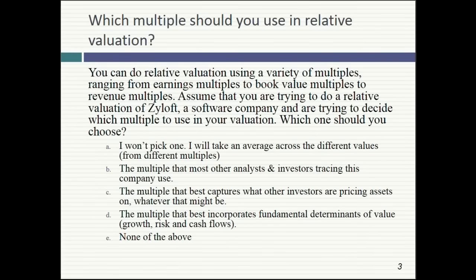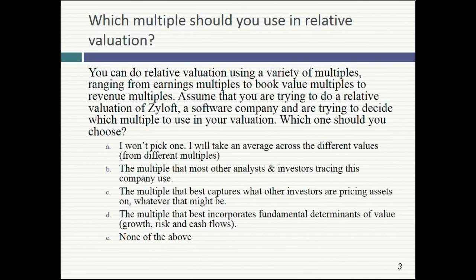But here's the question I'm going to start off with. You do relative valuation with a bunch of different multiples for your company. So let's assume that you have a software company. You're trying to decide which multiple to use in your valuation. So you've tried 10 of them, right? Price earnings, price to book, EV to EBITDA. You're saying, which one should I hang my hat on? I'll give you the choices, and you can tell me which of these choices you would adopt in the pricing of your company. You're going to face this challenge in a few weeks when you have to price your company, the company you did the big DCF on.